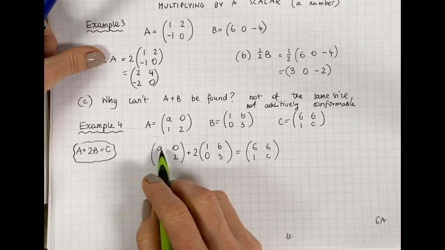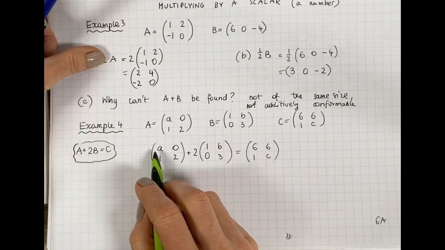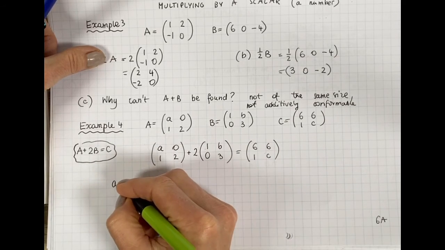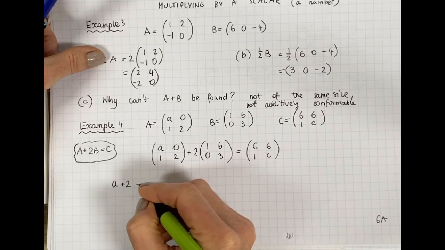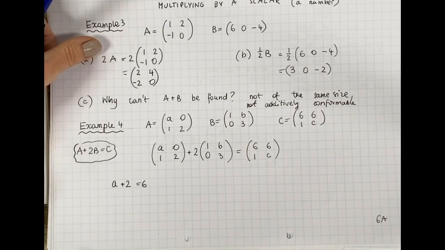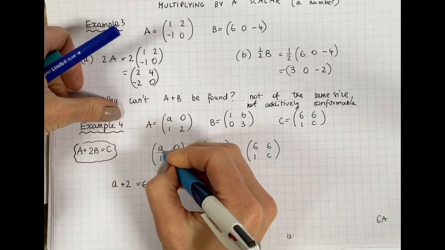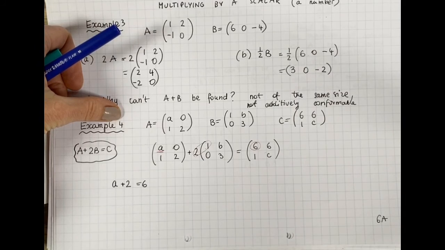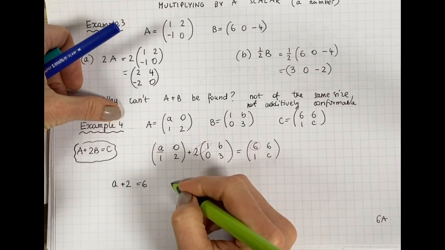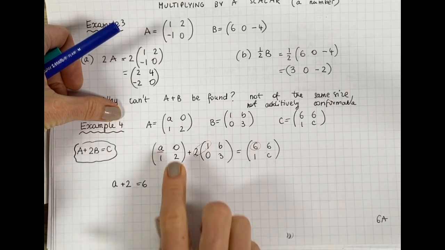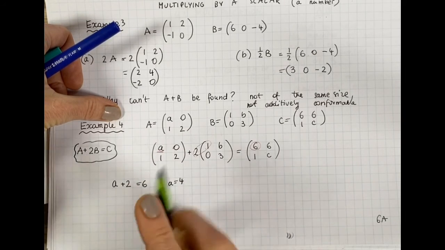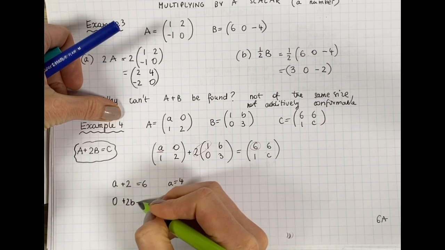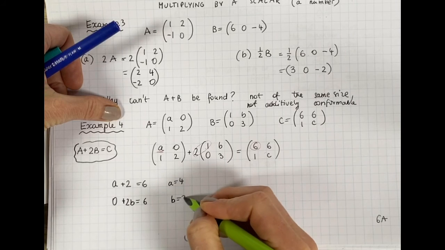There you go. So if we compare the top left entries, you'll be getting a plus 2, because 2 lots of 1, that's got to be equal to 6. So what I've done here is taken that a, and then I've done this, and then made it equal to that. So that gives me a is equal to 4. Talking about the top right, you're going to get 0 add 2b, and that is equal to 6. So b is equal to 3.